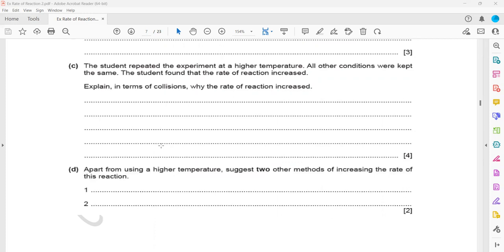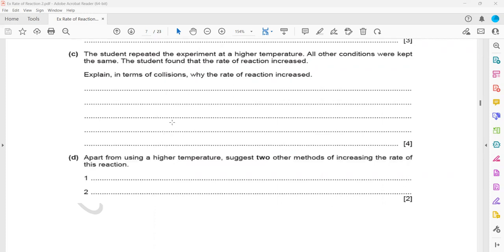In question part C, a student repeated the experiment at a higher temperature, keeping all the conditions the same. Explain in terms of collisions why. Sometimes the same question, same answer, 4 marks. Sometimes the same question, same answer, 5 marks. So you will mention the same points: increase in temperature increases the kinetic energy of the particles, they move faster, more collisions per unit time, and a greater proportion of the particles have energy more than activation energy.